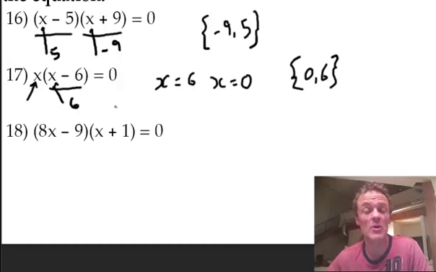So again, let's just keep on going. Here's another one. Can you see, if I put a negative 1 there, I'll have a 0? Negative 1, positive 1. So x equals negative 1 for that one.